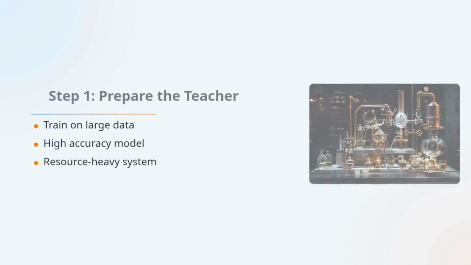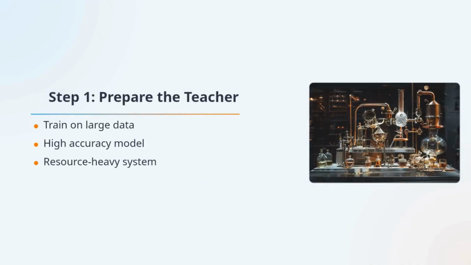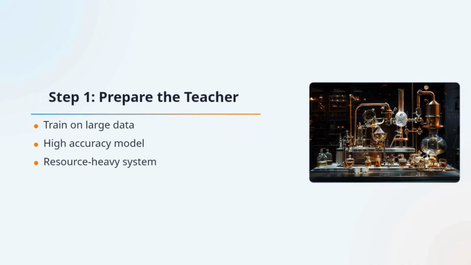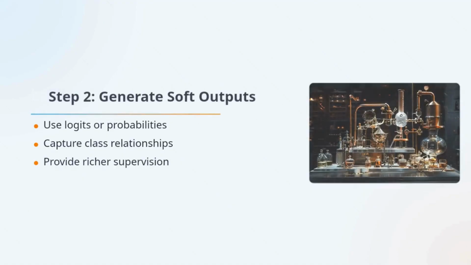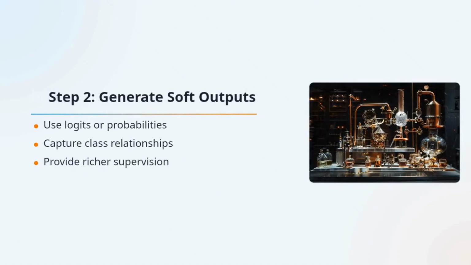The first step is to build or use a strong teacher model. This model is typically trained on a comprehensive dataset and achieves high predictive performance. The issue is that such a model may be too large or too slow for many production environments. Next, we collect the teacher's outputs. These can be logits or softened probabilities. They contain useful relationships between classes.